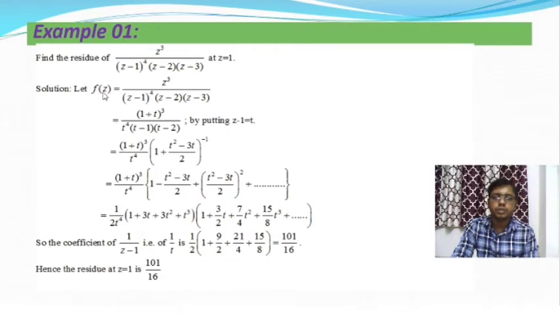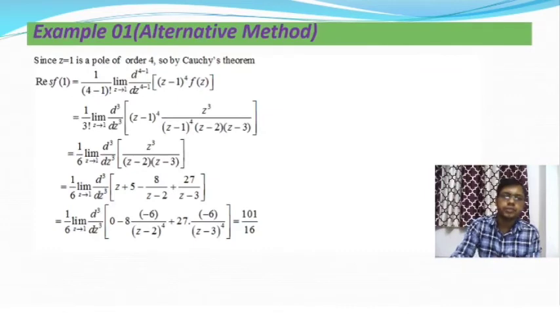So this is the residue at the point z equal to 1 for the function f of z, and this residue is obtained from the Laurent series. That means from the Laurent series, the coefficient of 1 by z minus 1, or 1 by t, is the residue of the function f of z. You can apply Cauchy's residue theorem as well. This is the alternative method for finding the residue at the point z equal to 1, where z equal to 1 is a pole of order 4.